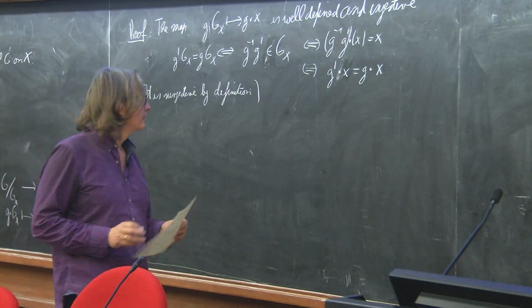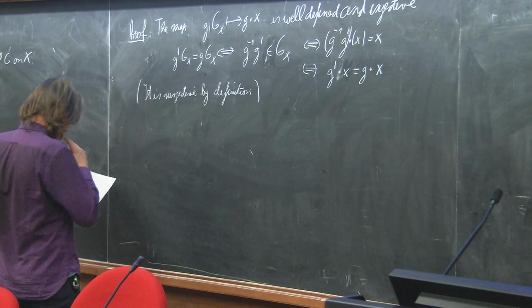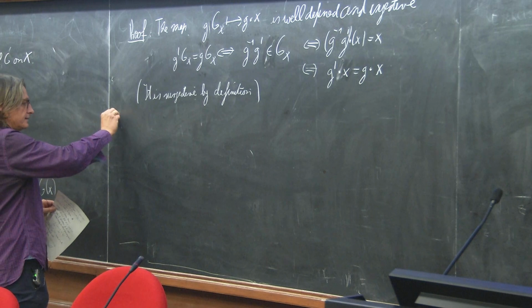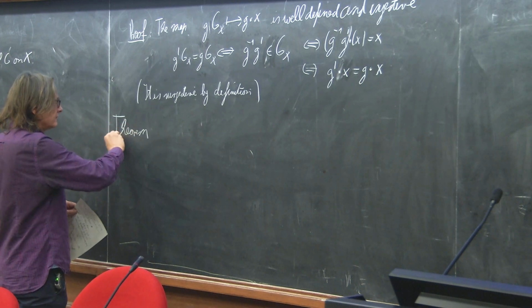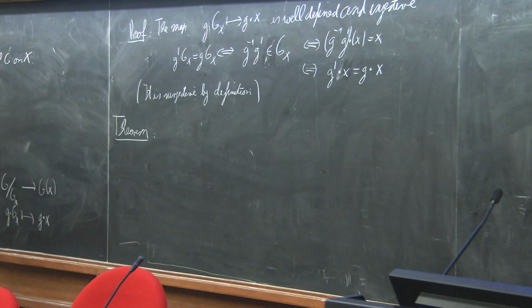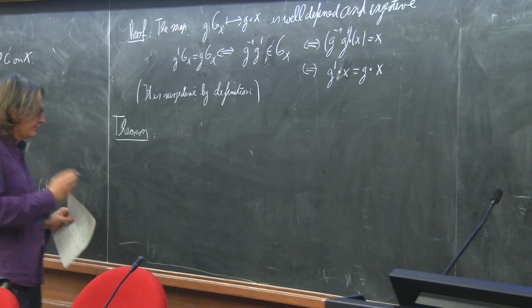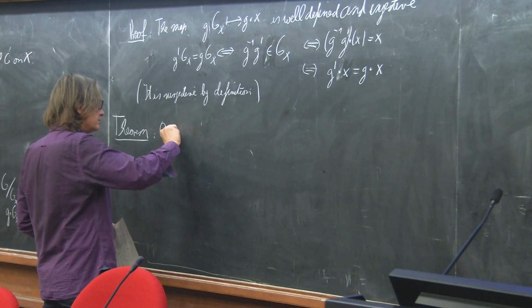Okay, so this was this very trivial lemma, but basically this gives us the proof of the theorem, which is again a very simple theorem. It's very easy, but I call it a theorem because it's very useful and we will use it many times. So this is the orbit stabilizer theorem.